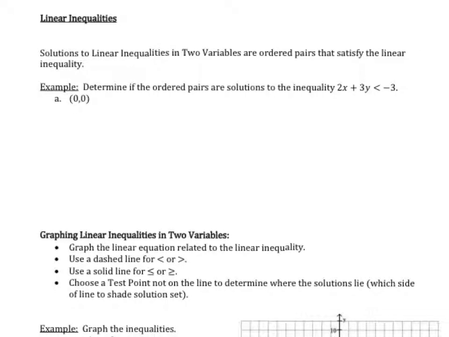In this video, we'll discuss linear inequalities, and to be a little bit more specific, in two variables. Linear inequalities in two variables. If I were to give a definition of a linear inequality of two variables, it would be something that involves algebraic expressions that have more than one variable separated by an inequality symbol. Just as we see in this example here, 2x plus 3y is less than negative 3.